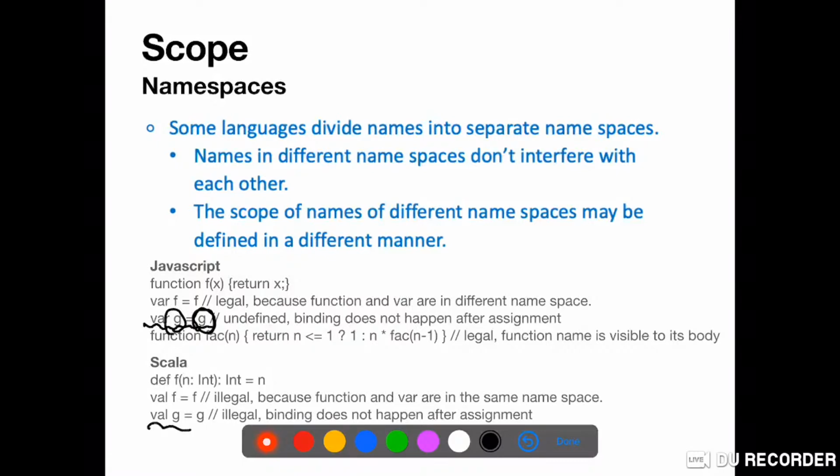But in Scala, it's a bit different. In Scala, if you write something like this, this g is visible here. So when it's trying to resolve val g equals g, this g resolves to this g, which is then uninitialized. So both codes are wrong, but they are wrong for different reasons. This is the different attributes.